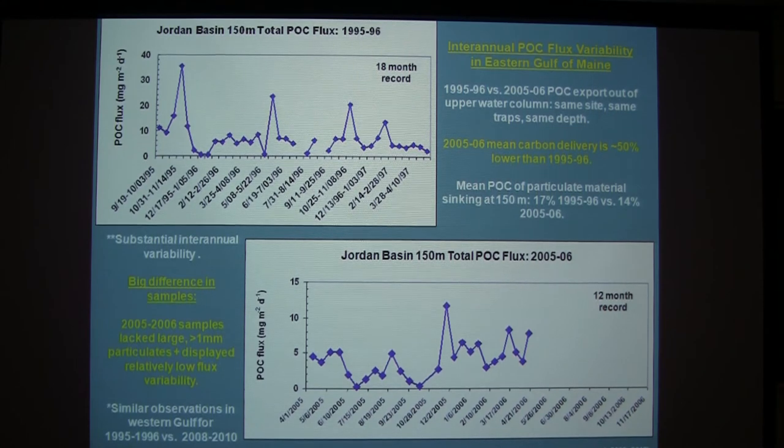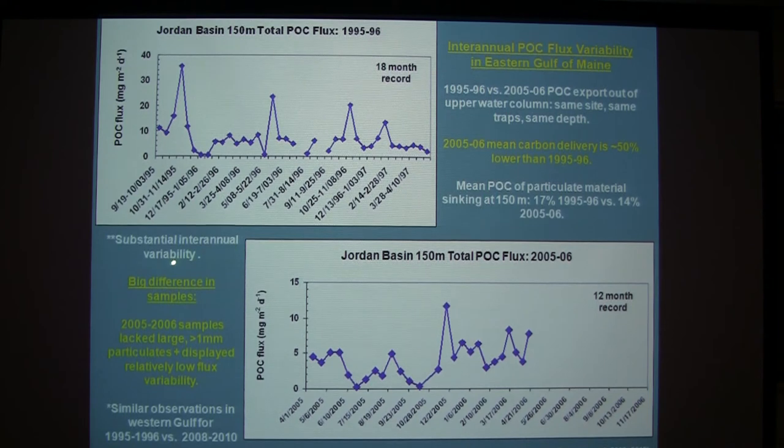Now, we have plenty of substantial interannual variability, obviously, because the range of organic carbon fluxes in 2005-2006 is much more muted and much lower than we had back in the mid-90s. So is it just interannual variability, or is there something else going on here in terms of changes in the Gulf of Maine itself? We noticed that there's a 50% lower flux, and that the material is actually lower in organic carbon content. So not just the amount of material, but the content of that material is lower in organic carbon.